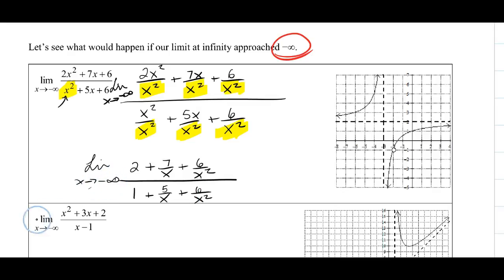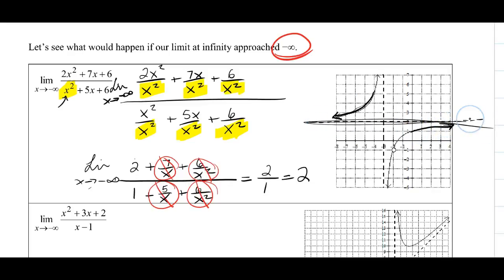When I take my limit as x approaches negative infinity, the limit of anything that's a constant over x still approaches 0. It's approaching it from the negative side, but it's still approaching it. I have no x left for x to approach negative infinity, so there's no substitution left to do. So I have just this 2 over 1 left, or an asymptote at y equals 2. And I see that here, as I approach negative infinity from the left, I approach this asymptote, which is the same asymptote. I'm approaching it from a different direction, but I'm still approaching the same y value here at 2.